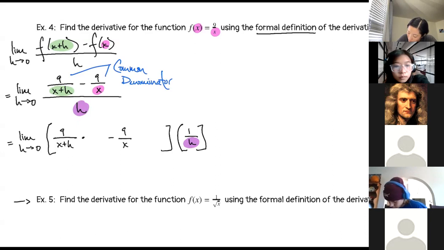Okay, so our common denominator here, let's think about what we want to multiply by. First fraction, I'm going to multiply by x over x. What should I multiply that second fraction by?